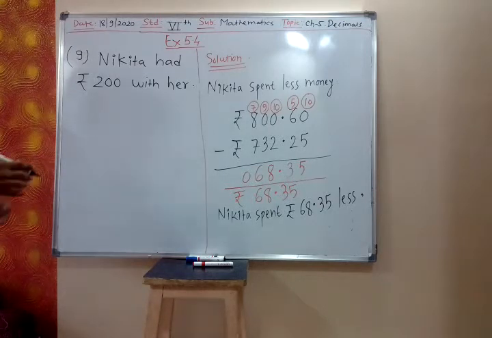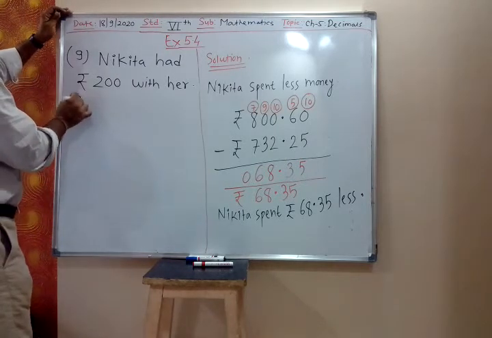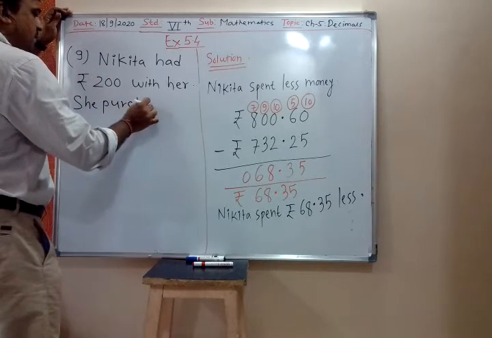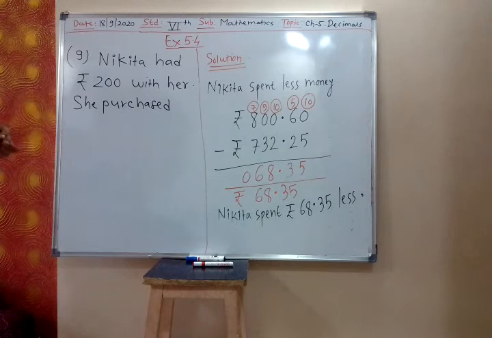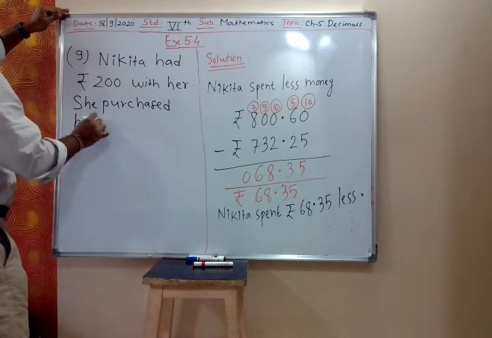Ninth question. She purchased. Nikita had rupees 200 with her. She purchased her maths book.